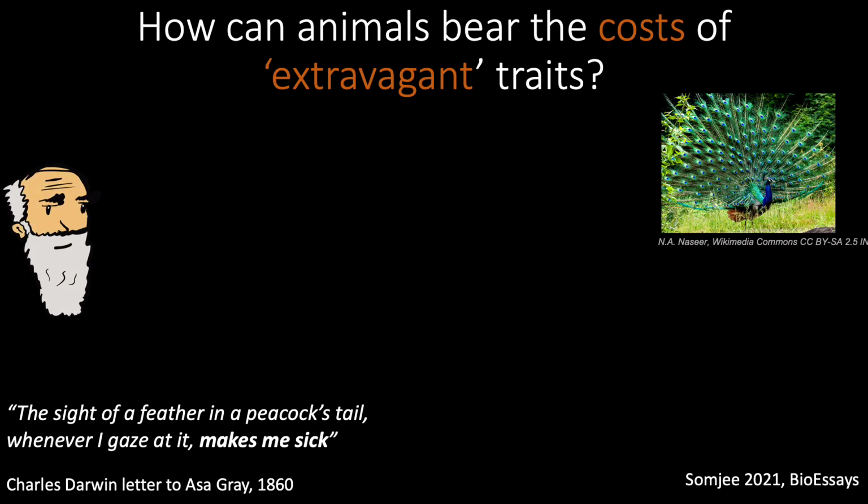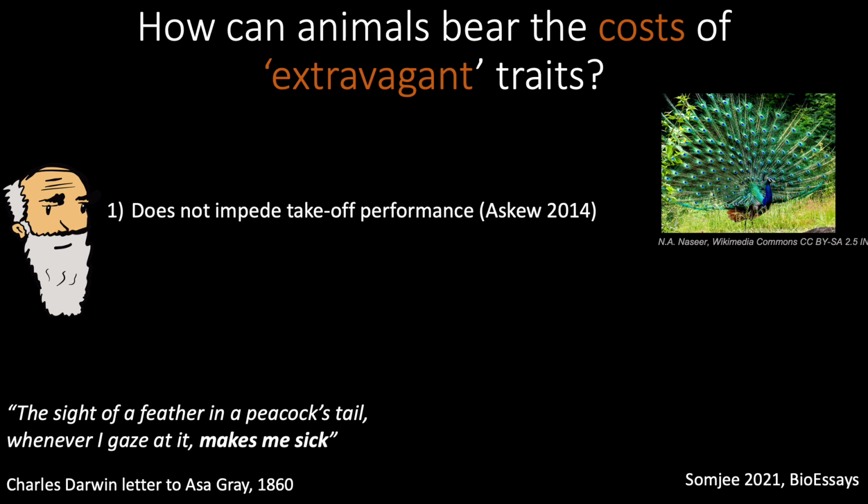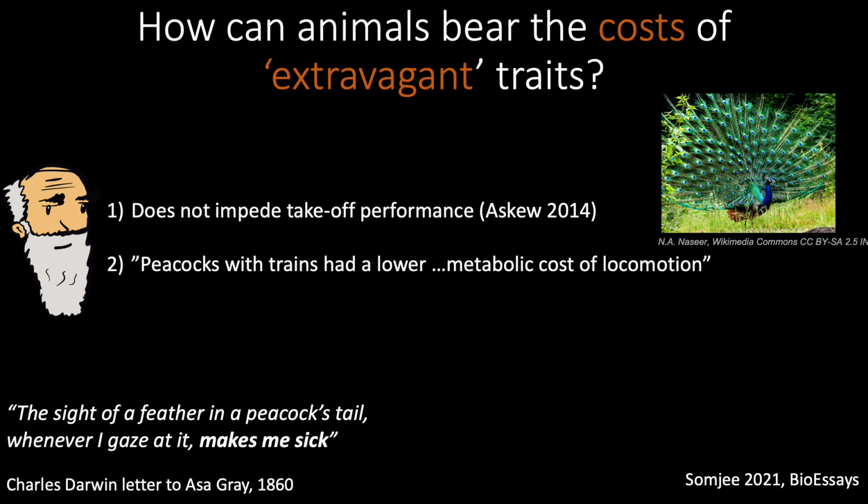Finally, I'd like to bring this back to Darwin's fascination with the peacock, which has become a poster child of sexual selection. Recent studies on peacocks specifically have revealed that peacocks' trains surprisingly do not impede takeoff performance, and peacocks with trains had lower, not higher, metabolic costs of locomotion. Of course, these costs are likely present, and animals may compensate for them, and they are difficult to measure.